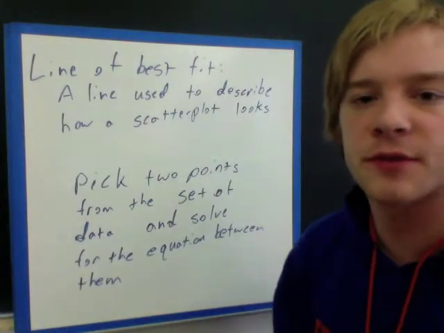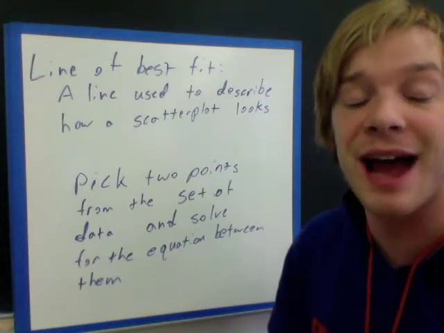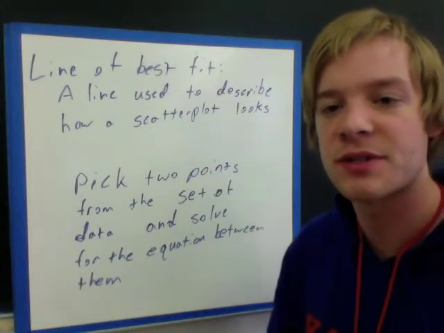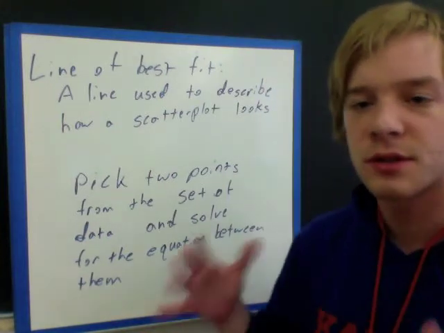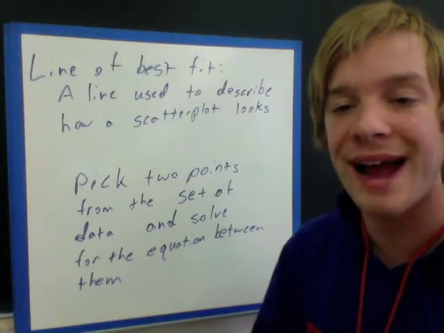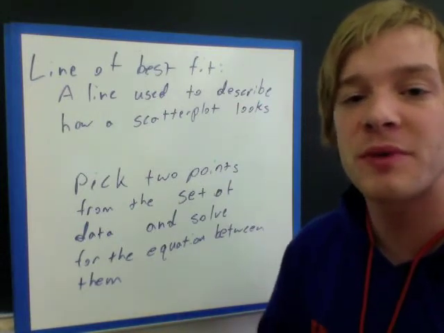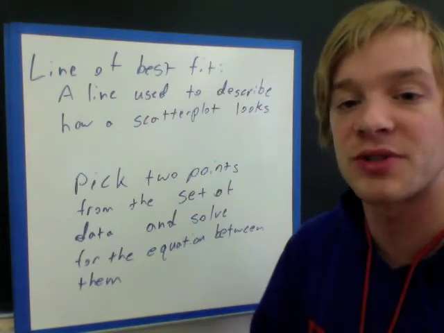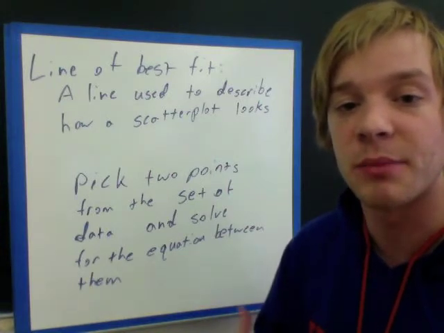So first off, definition: a line of best fit is a line used to describe how a scatter plot looks. As I said, our scatter plots can go up, they can go down. The more closely grouped our points are, the stronger the correlation is, and also the more accurate our line is going to be. So if the points are all over the place, we may be able to come up with an equation, but it may not be super accurate. But if all of the points are together, then we're going to have a really accurate time of getting our equation.